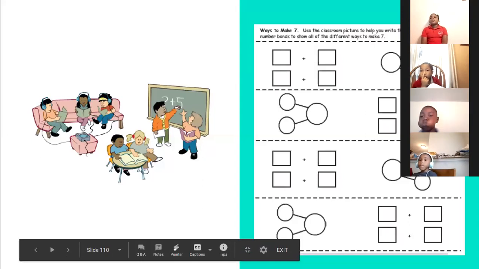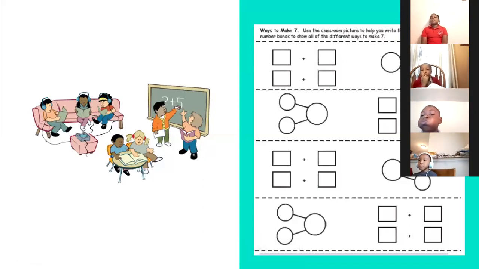All right, so on this page, this is what we're uploading to Seesaw today. This is the picture that we're using, okay? So we do have a few minutes before small groups start, and then we'll work it out together. So, ways to make 7. We're going to use the classroom picture to help write the expressions in the number bonds to show different ways that we can make 7.